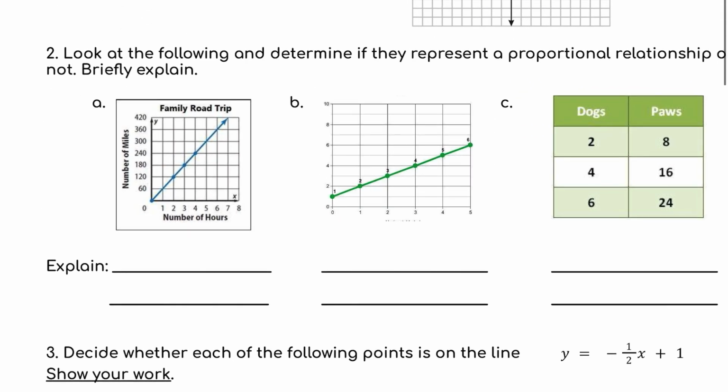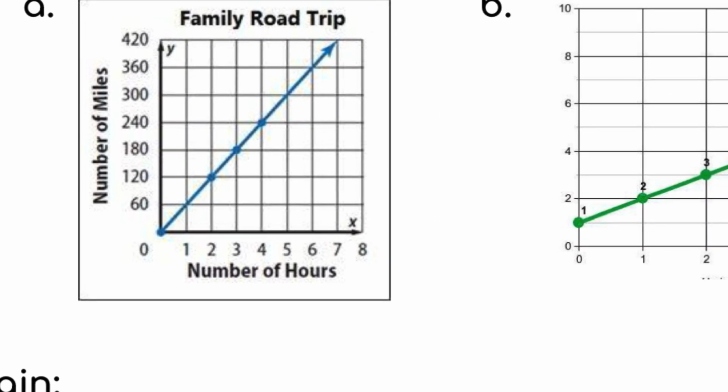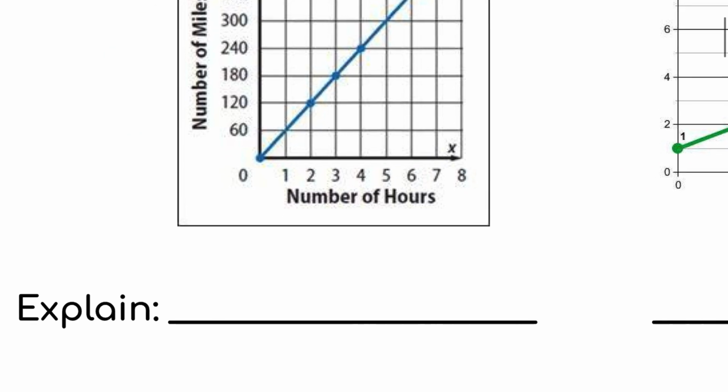Okay, for these, determining if they represent a proportional relationship or not. Remember, if it's a line, it needs to go through 0, 0, and it needs to be straight. So, it's a graph, it needs to be straight, and it needs to go through 0, 0. So this one does, it goes right through 0, 0, and it's straight. So this is a proportion.